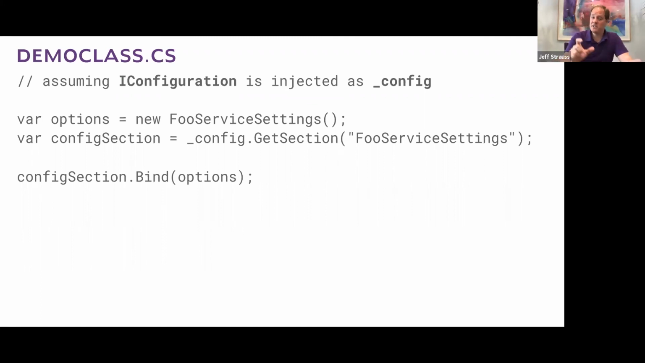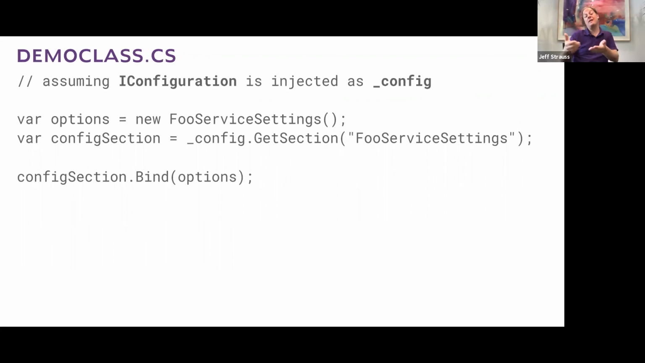And the bind method is going to take whatever object I pass, in this case my POCO, and it's going to attempt to name match the names of the properties of that POCO against the keys that are available in that configuration section. And if it finds a match, it's going to assign the values from my configuration to the properties of my object. And if there are sections of my config that don't have matching property names in my POCO, that's okay, it'll ignore them.